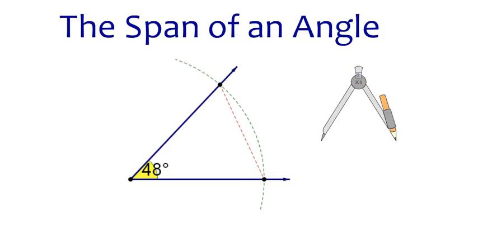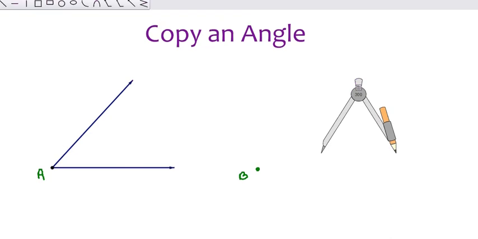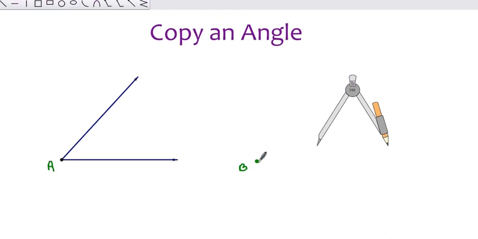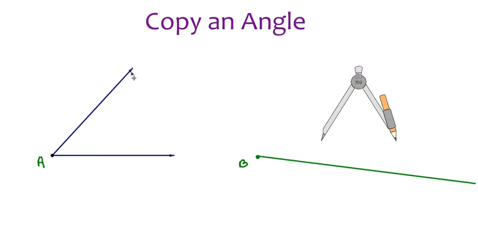Okay, so with that idea in mind, let's go ahead and perform this construction. So my goal here is to copy this angle, which I'll call angle A. I'll start out by choosing a point, which I'll call point B, and I'll use my straight line tool to draw a ray through point B, doesn't matter what direction. And now we'll try to create a second ray that touches point B that has the same angle measure as angle A.